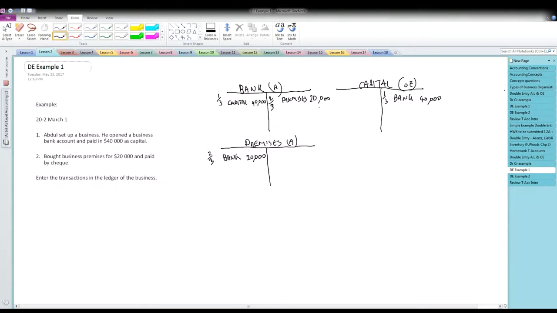Okay, now we'll go on and have a look at some more examples of how we do double entry. As I said to you, double entry is the single most important thing probably that you'll learn in your whole accounting course. And if you can correctly recognize your debits and credits, everything else we do in accounting will be much, much easier.